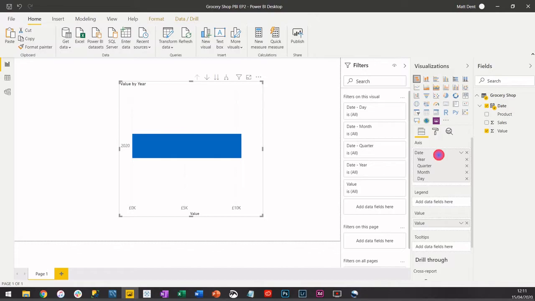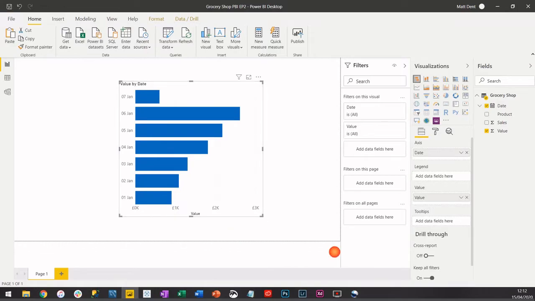Now a lot of dates automatically use a date hierarchy, so here you can see it's put a hierarchy of year, quarter, month and day, which allows us to do what is called drill down functionality, which we'll get to later in the series. But for now I want to remove this hierarchy, so I'm going to click on the small arrow over here, which gives me some additional options, and I'm going to just select date.